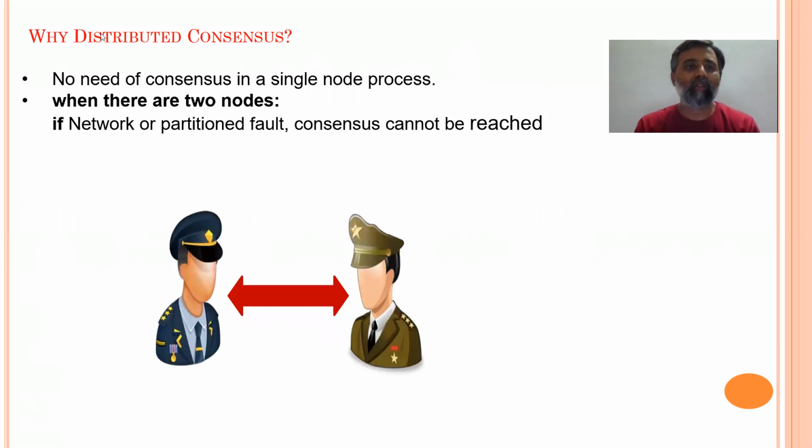Now, if we talk about why distributed consensus is required, if only a single node is in the system, then no consensus is required. But when there are two nodes, and suppose there is a fault, like a network or partition fault, then consensus cannot be reached.